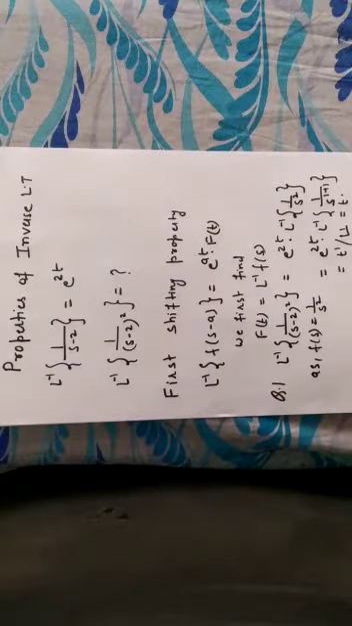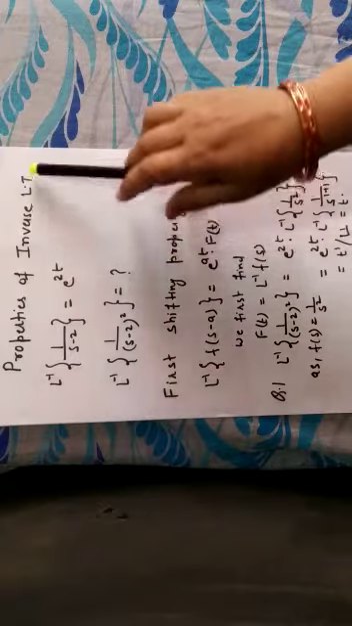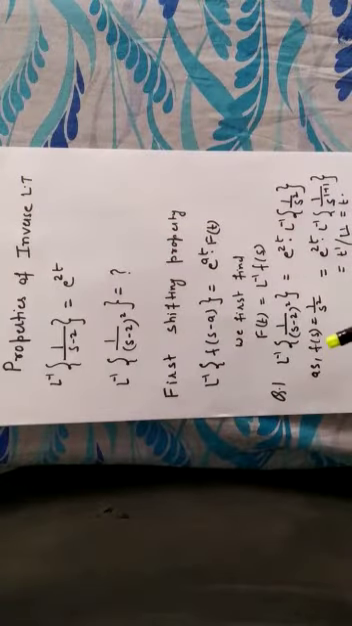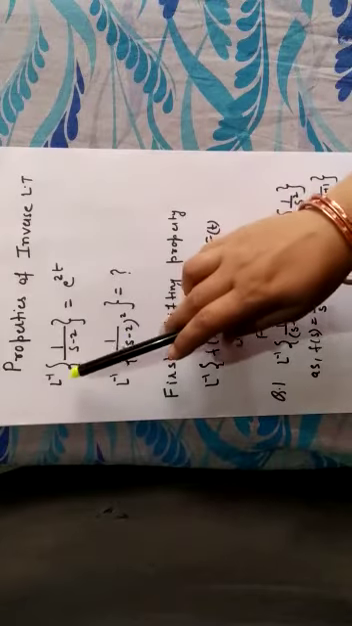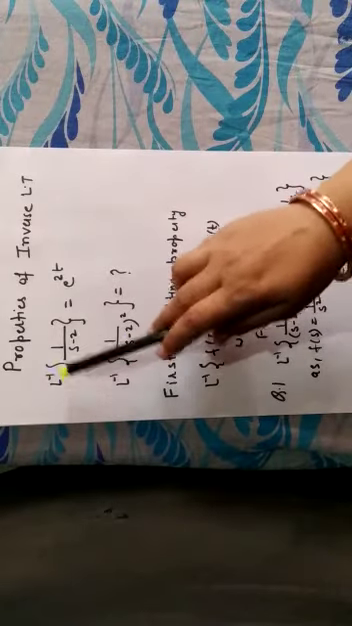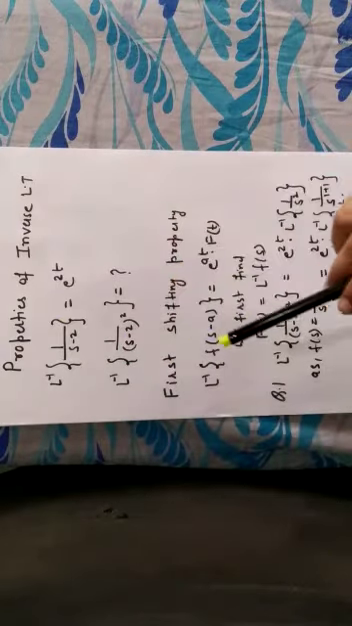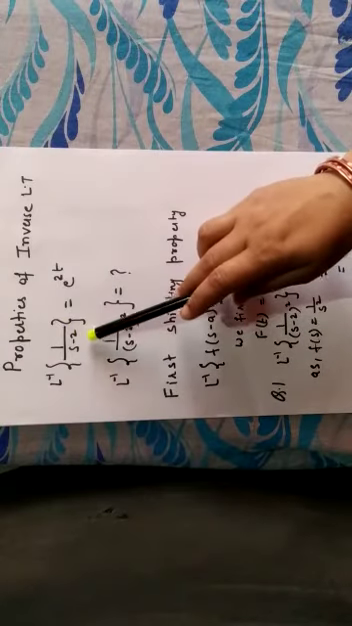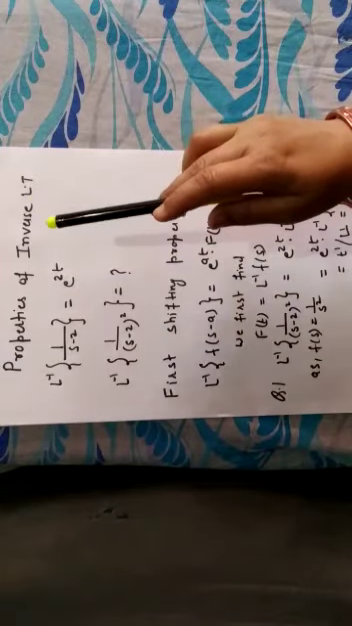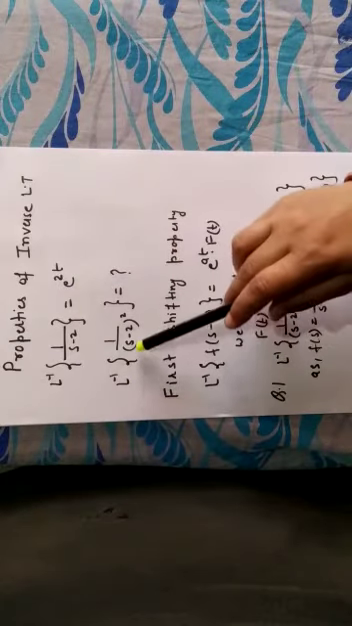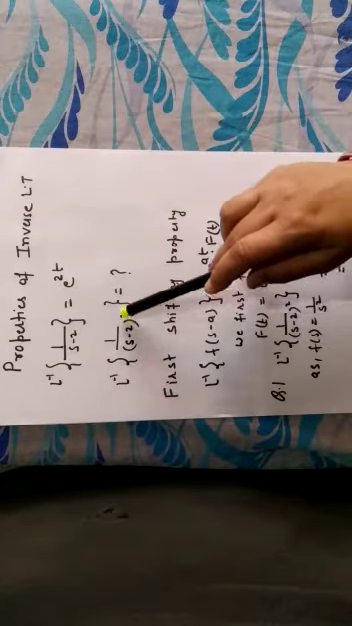Students, today we'll discuss properties of inverse Laplace transform. Before starting the properties, I'll discuss one question with you. Suppose we have to find out L inverse of 1 by s minus 2. We can easily see that L inverse of 1 upon s minus 2 is e to the power 2t. But suppose we have to find out L inverse of 1 upon (s minus 2) whole square.